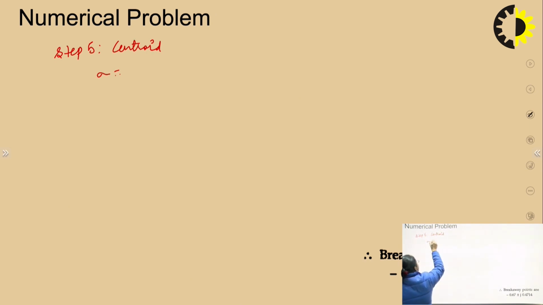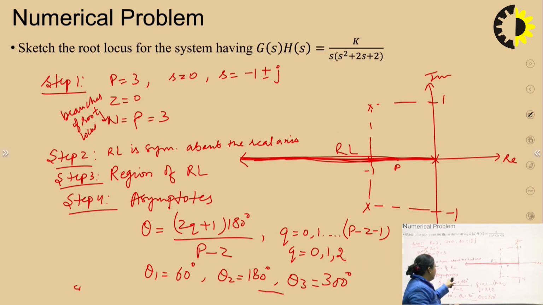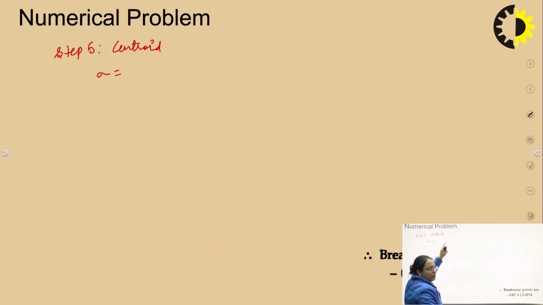Centroid: the asymptotes are the guiding lines for the branches of the root locus, right? With the help of this centroid, we'll be able to draw the asymptotes on the root locus. The formula for the centroid is the summation of the real part of poles minus the summation of the real part of zeros, upon p minus z.